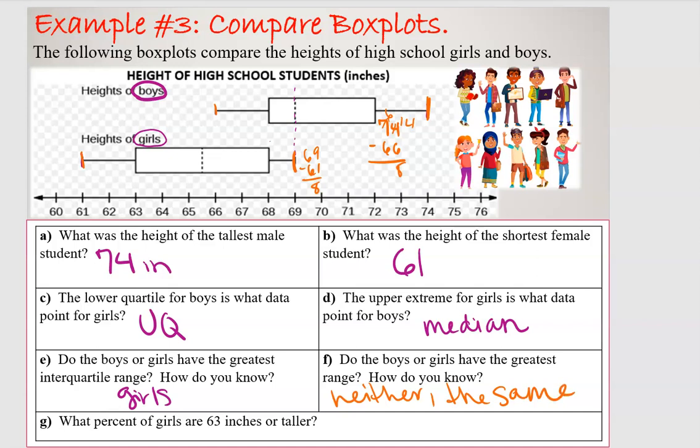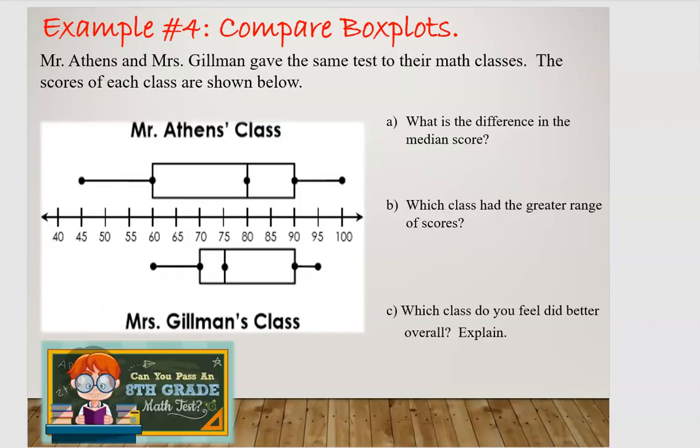And then the last question says, what percent of the girls are 63 inches or taller? So here we have 63 or taller, covering this whole span that we have. Well, it includes 3 sections. One here, and one here. So 75% of our girls are taller than 65 inches.